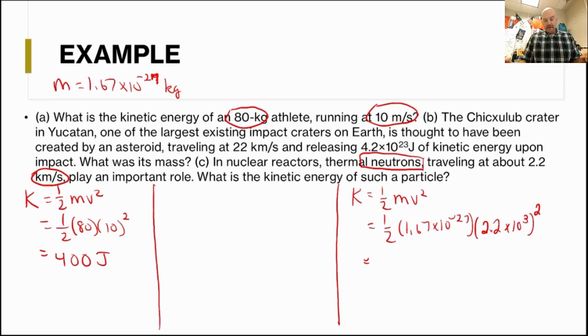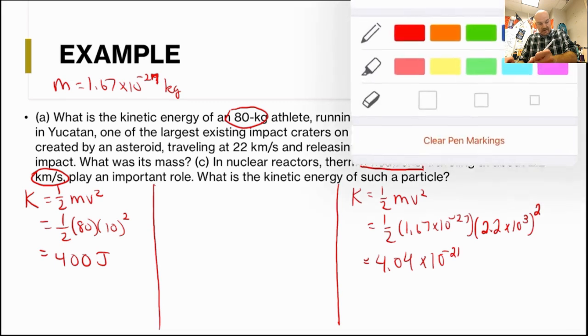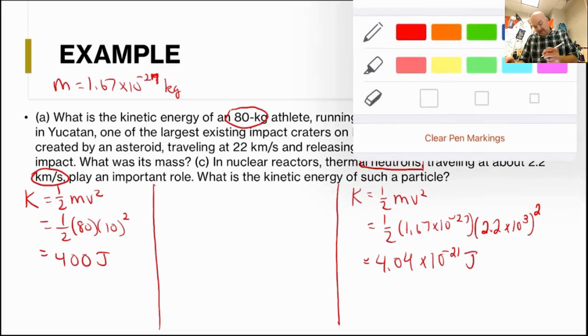I just want to double check this number because it looks like it's 24th in my notes. So half times 1.67 exponent negative 27 times 2.2 exponent 3 squared, and we get 4.04 times 10 to the negative, not 21st. No, that is 21st. 21st joules.